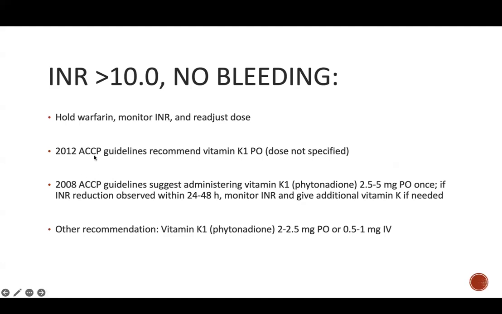Next, the guidelines recommend that in a patient with an INR of more than 10, you should definitely start them on vitamin K. The dose is not decided. Generally, you can give either 2 to 2.5 mg oral, or 0.5 to 1 mg IV in this group of patients. So 2.5 mg oral or 0.5 to 1 mg IV.